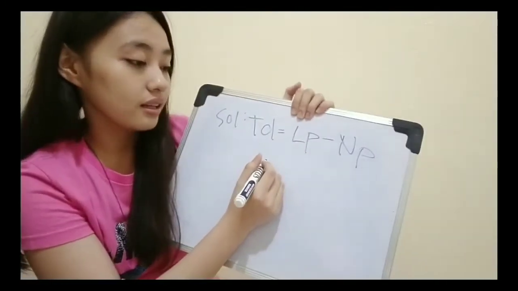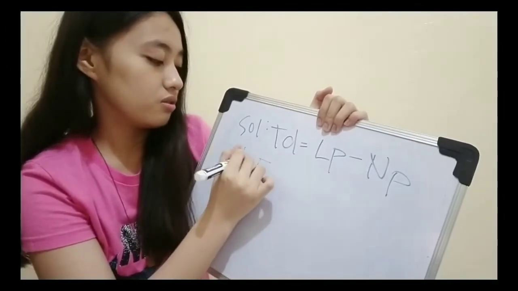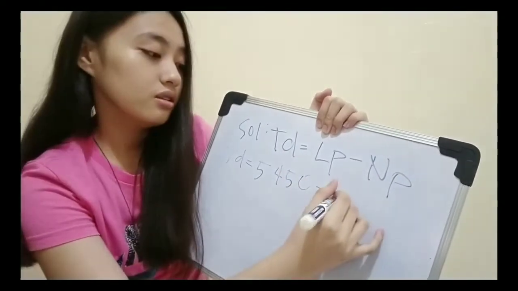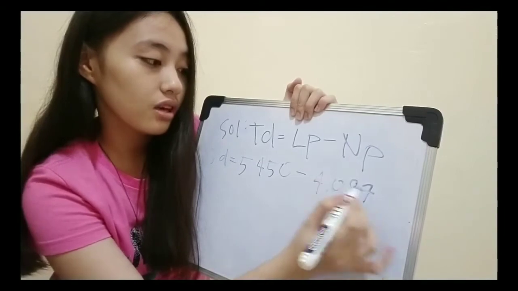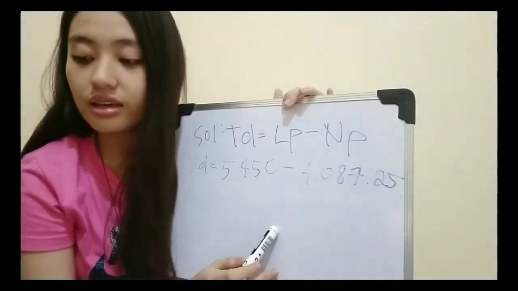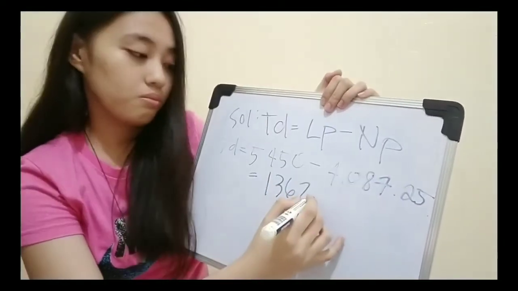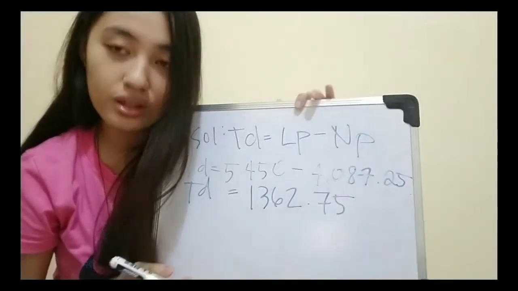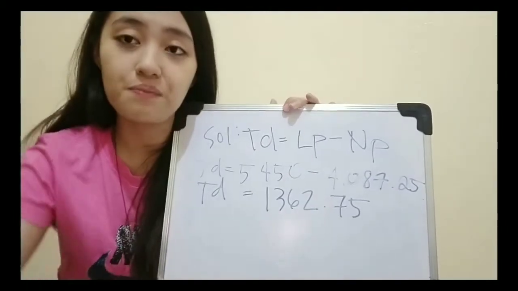So, list price natin ay 5,450, and then minus natin yung 4,087.25. So, if we subtract this, the answer would be 1,362.75. Ngayon, na nakuha na natin yung trade discount, susolve naman natin ay yung discount rate na.